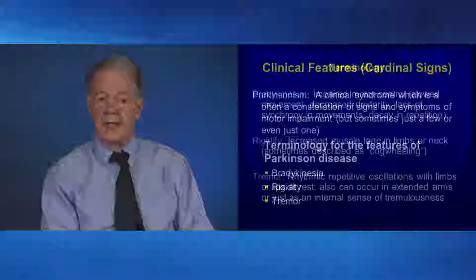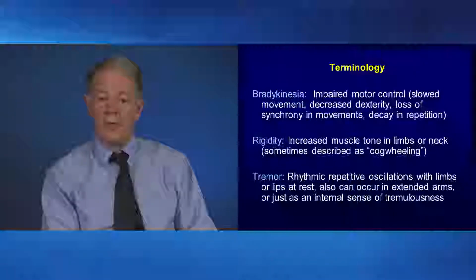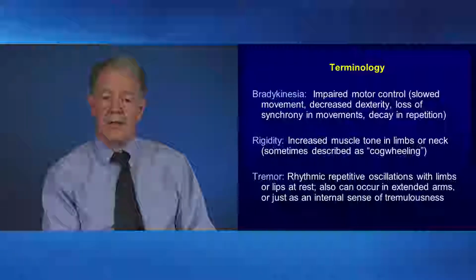So let's look at these signs and see what they really mean when a physician rattles them off to you. Bradykinesia, from its original linguistic roots, means slowness of movement, but it's much more than that, and people living with Parkinson's have impaired motor control that's characterized by slowed movement, decreased dexterity, loss of synchrony in movements. That is, fine dexterity can be decreased in such tasks as handwriting and so on. And repetitive tasks like handwriting or just tapping the fingers can also decay in the ability to continue.